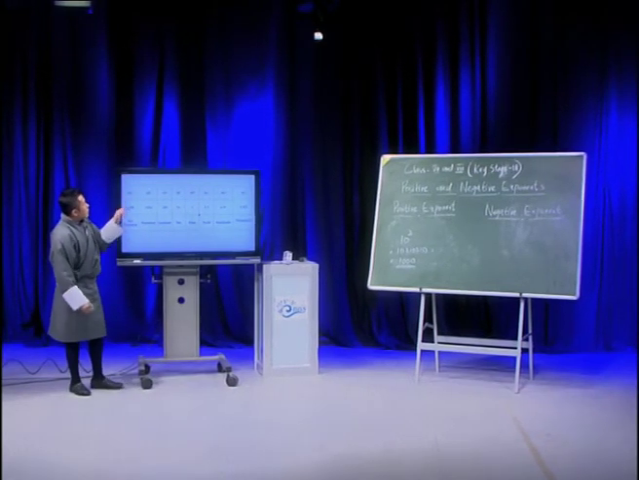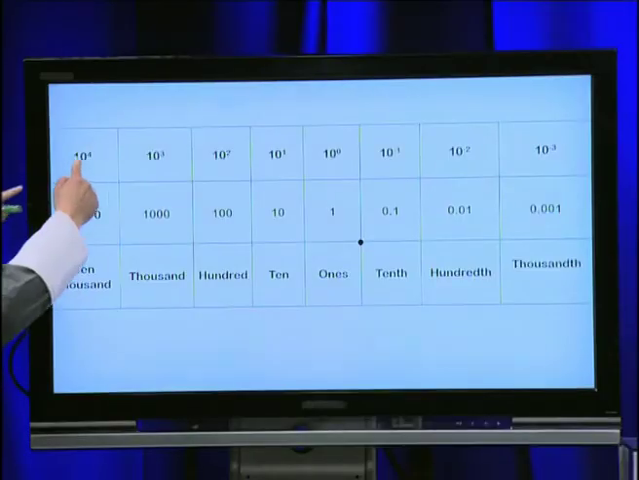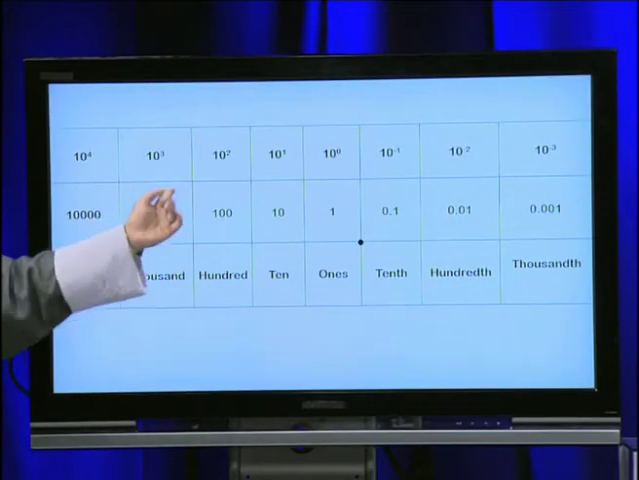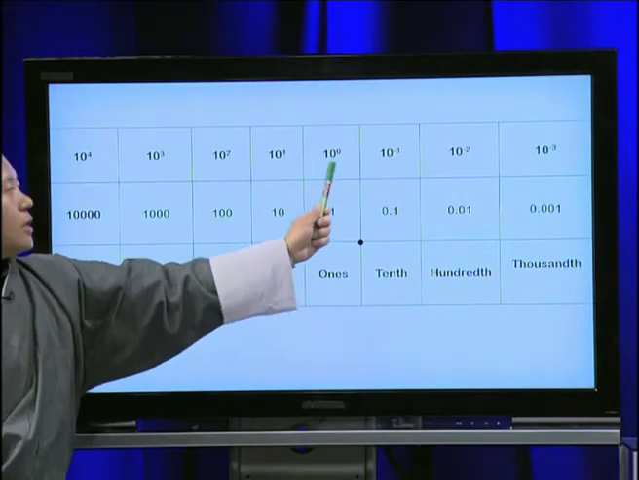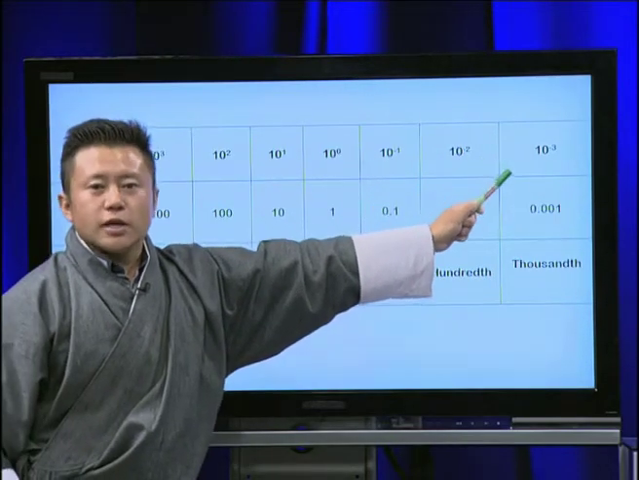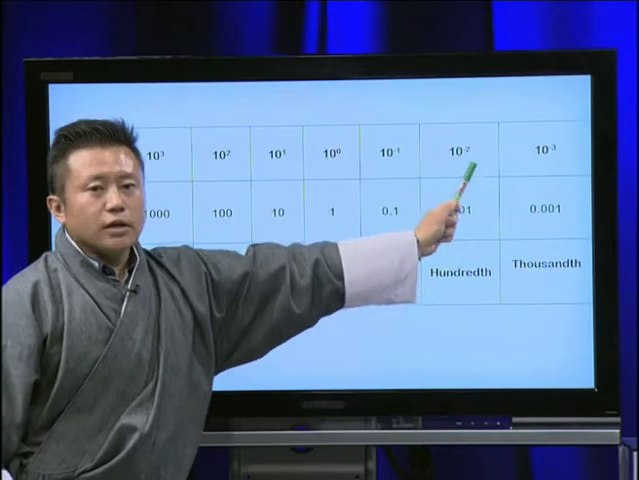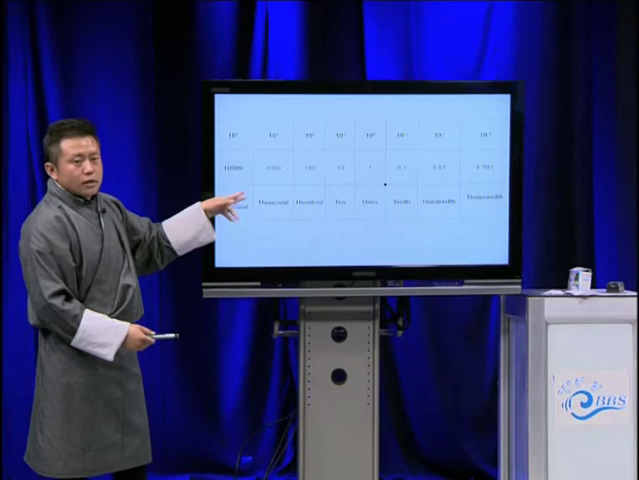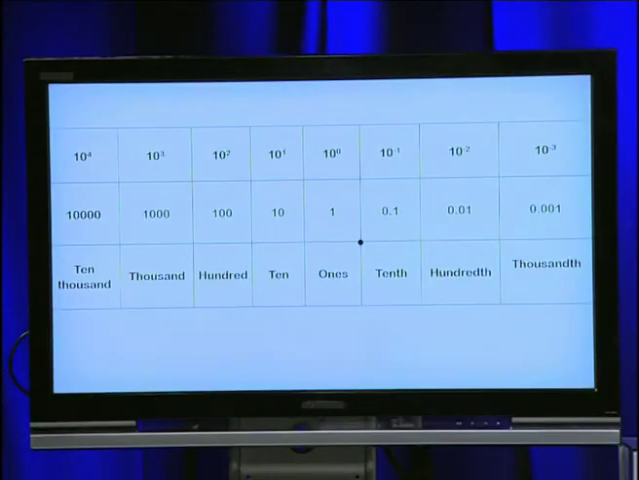If you look at the exponents, from here to here they are positive exponents. Whereas from here, you see a negative sign, right? So these are negative exponents. Now let's study the values.